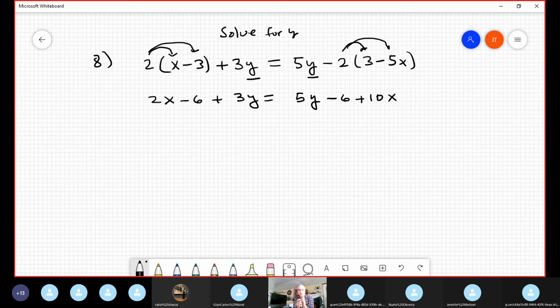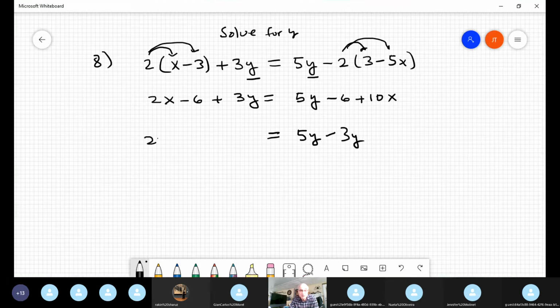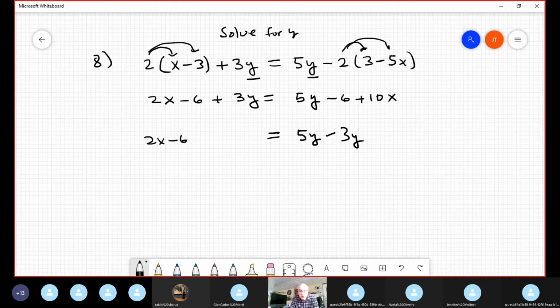Now I try to bring everything that contains y, my interesting variable, to one side, because I want to isolate it. It doesn't matter what side you prefer. I prefer maybe the right-hand side. For example, 5y stays here. They move 3y to the right-hand side. And 2x stays, minus 6 stays, just bring down. I move 6, negative, and 10 to the left, like that, plus 6, minus 10.